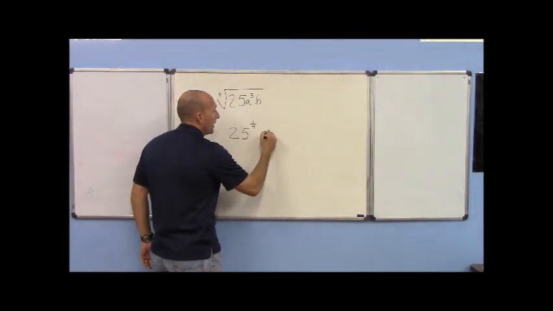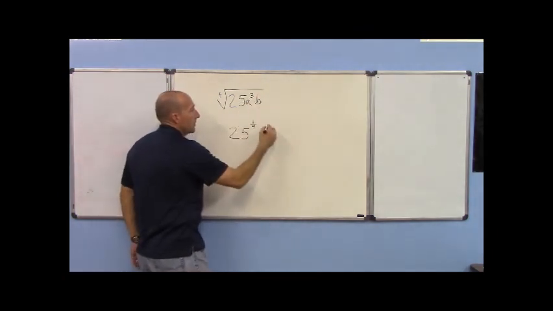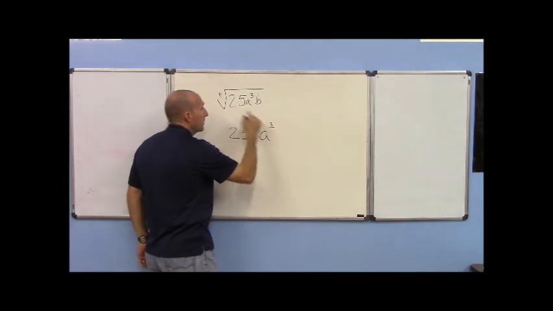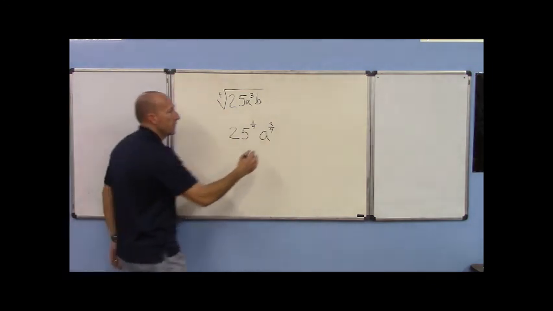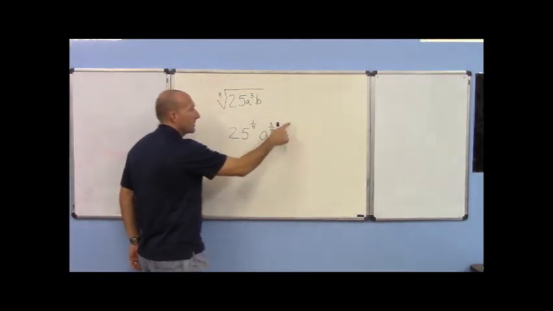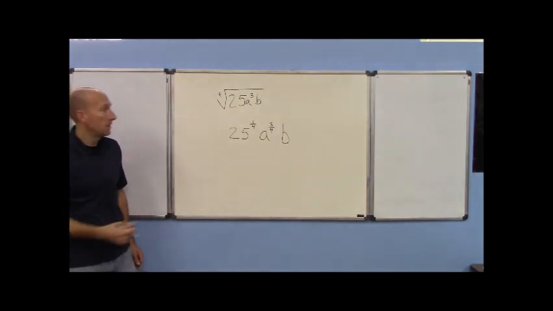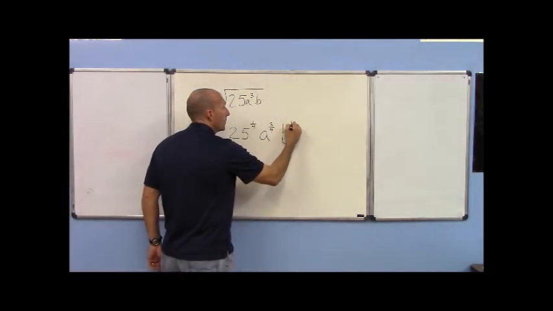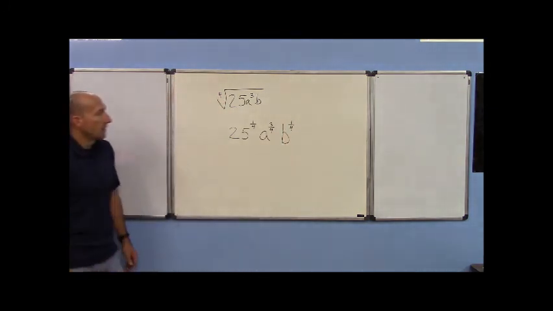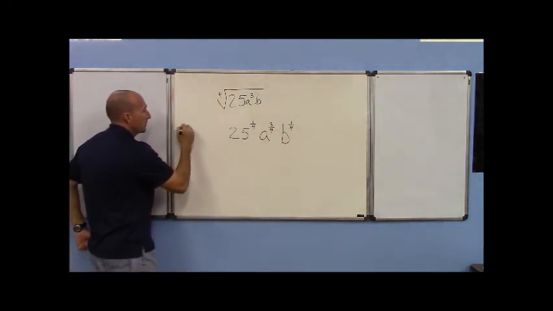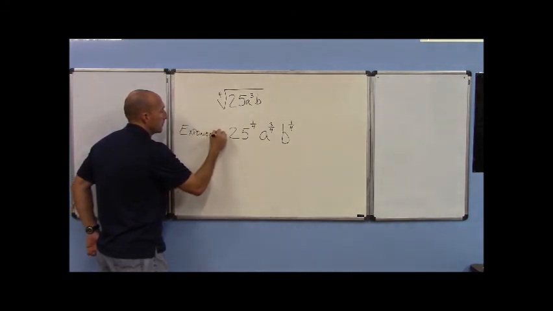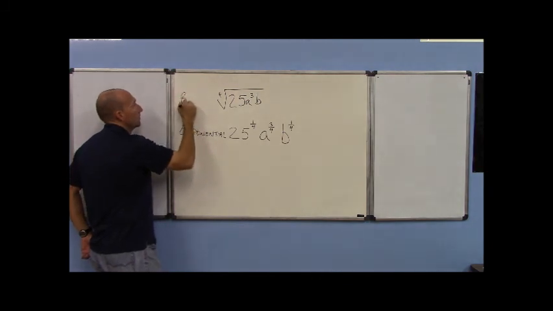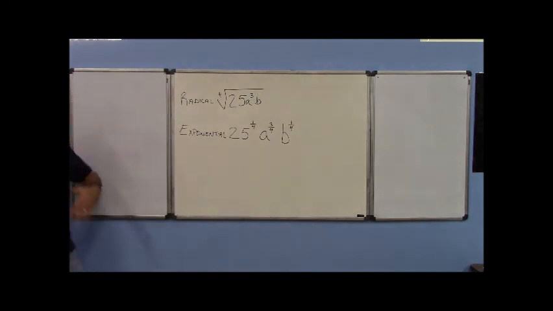Then we will go to our a. That is to the power of 3. That is our numerator. The 4 stays the denominator. And then finally b. Again, we don't see an exponent, so it's understood to be 1. So then that would be 1 over 4. So here is exponential form. And radical. And you can go back and forth.